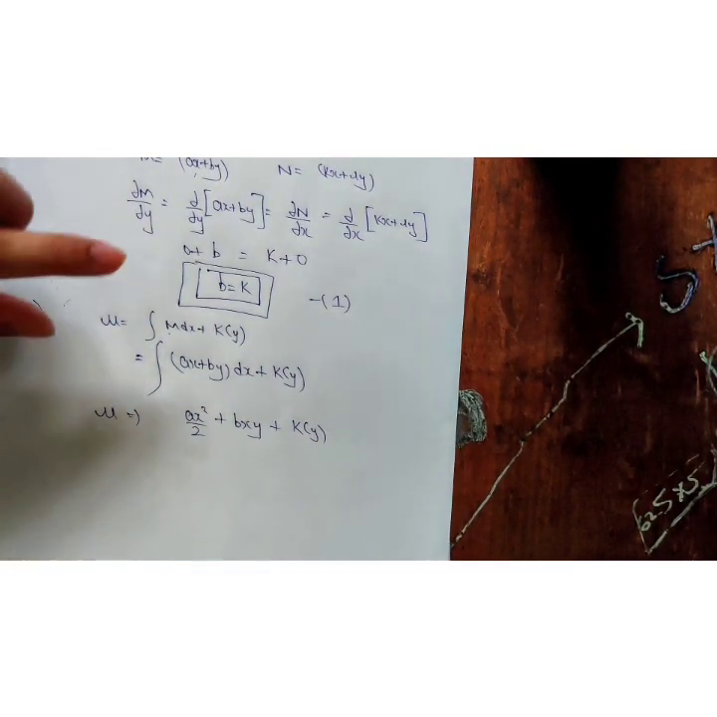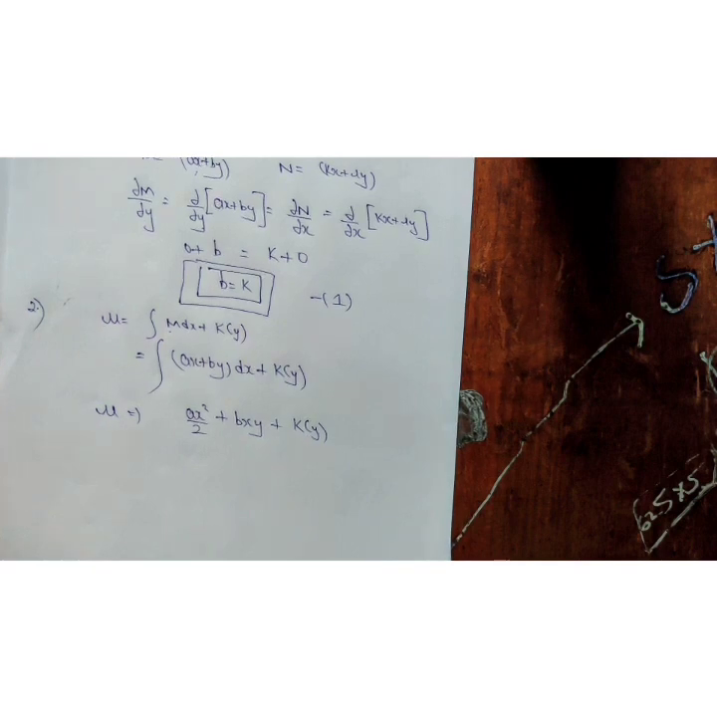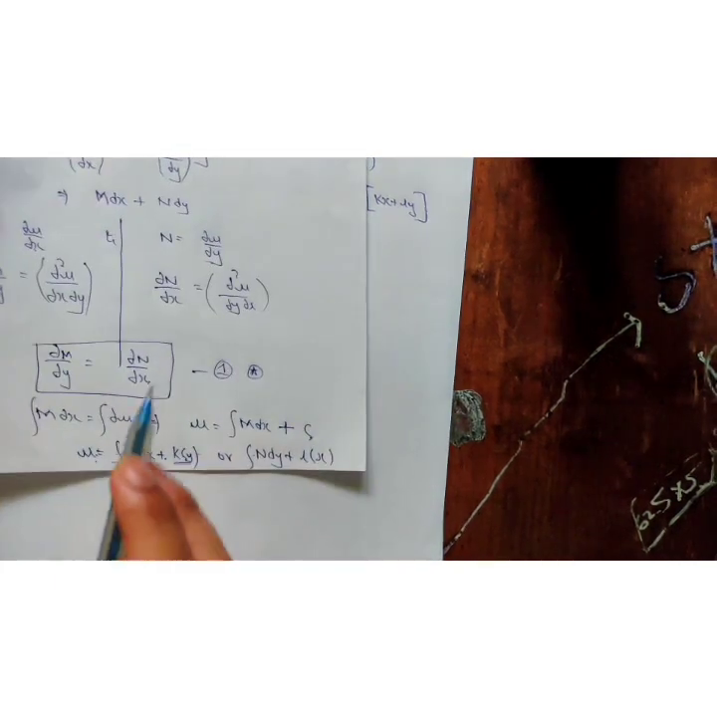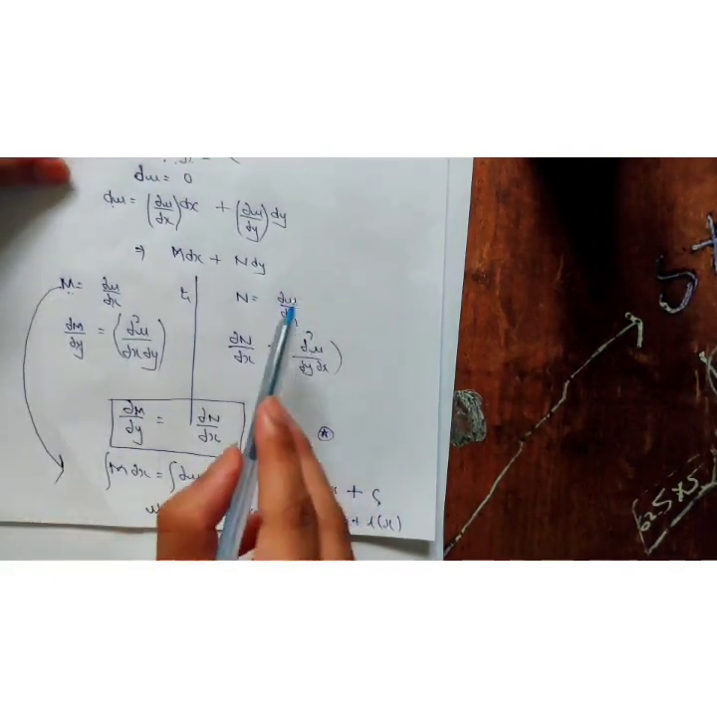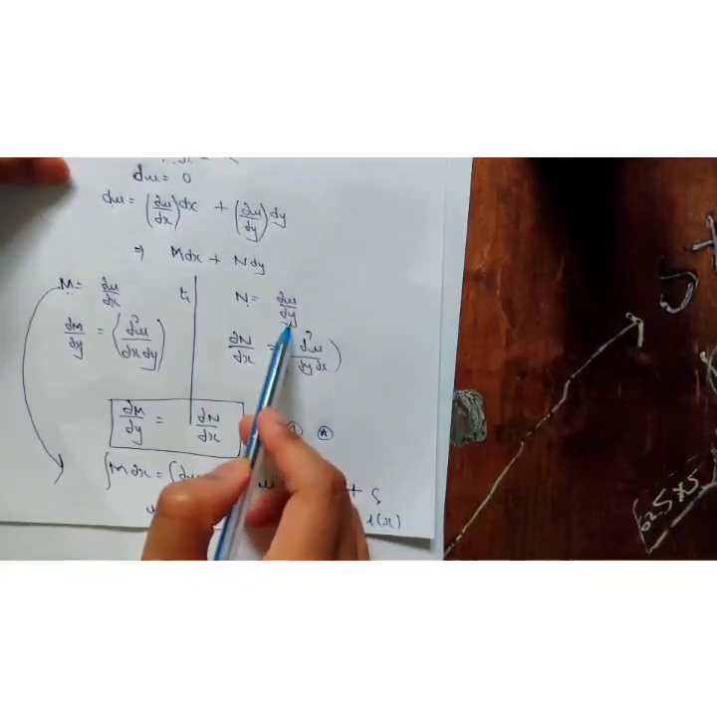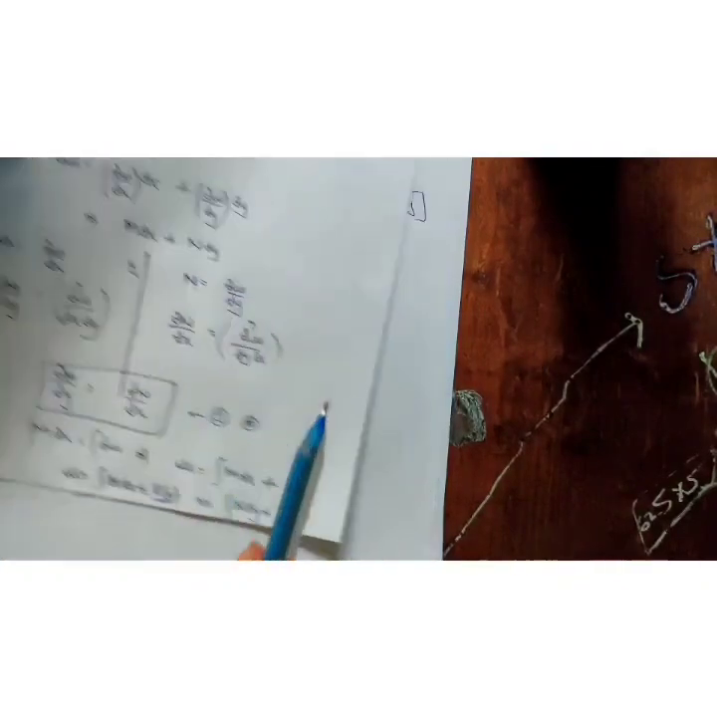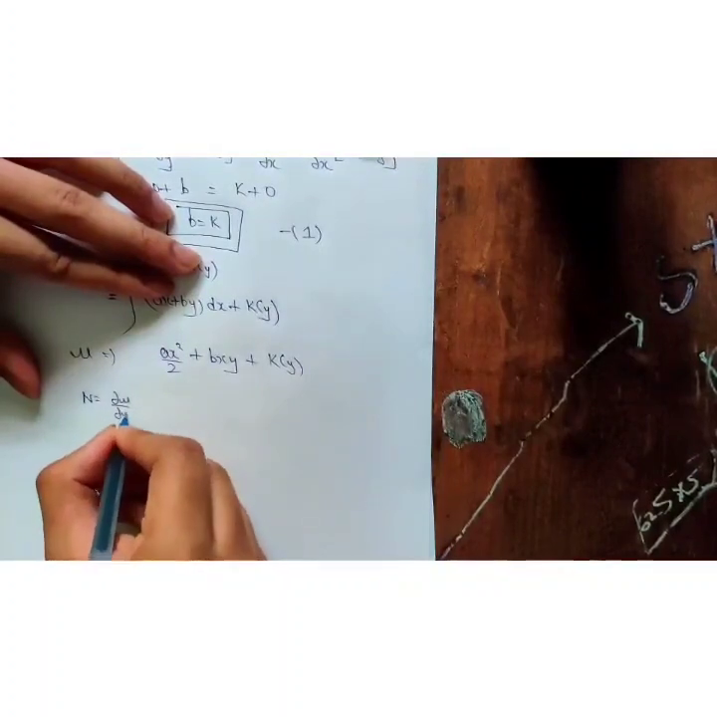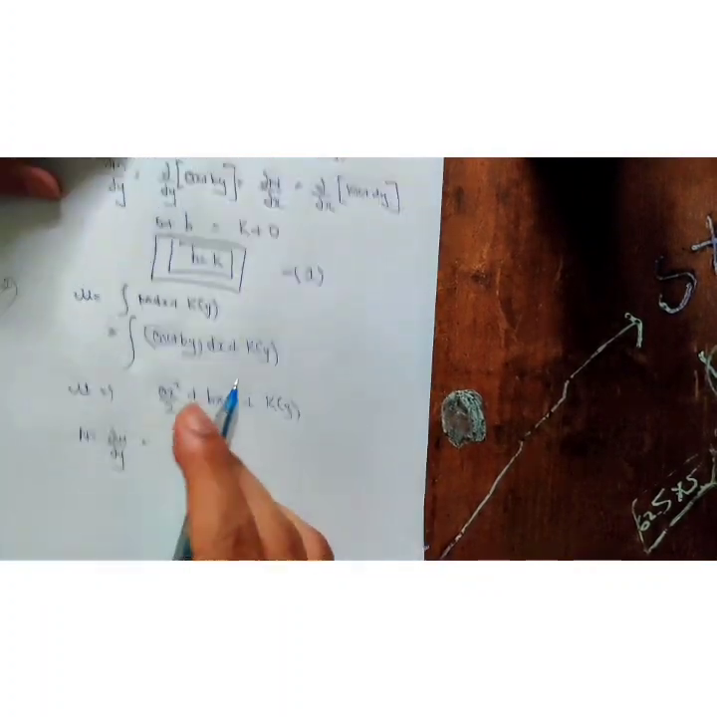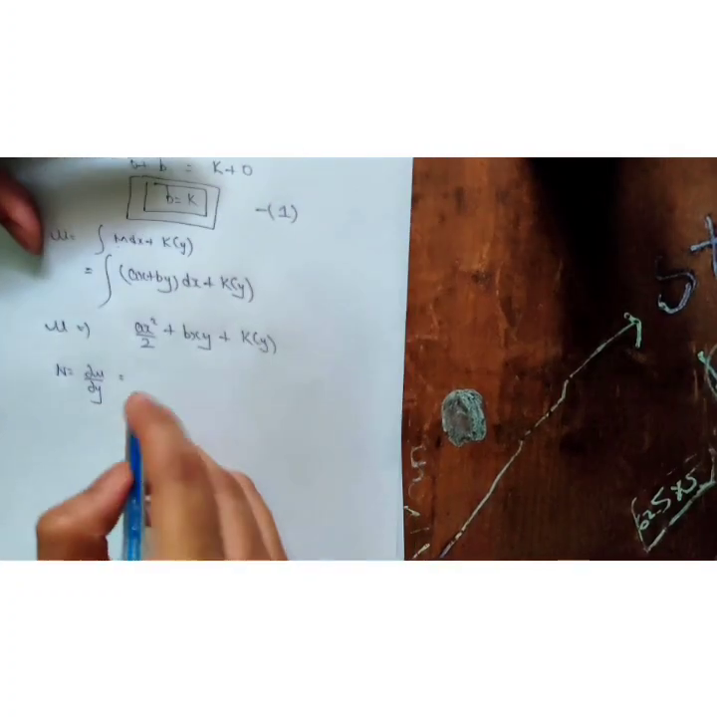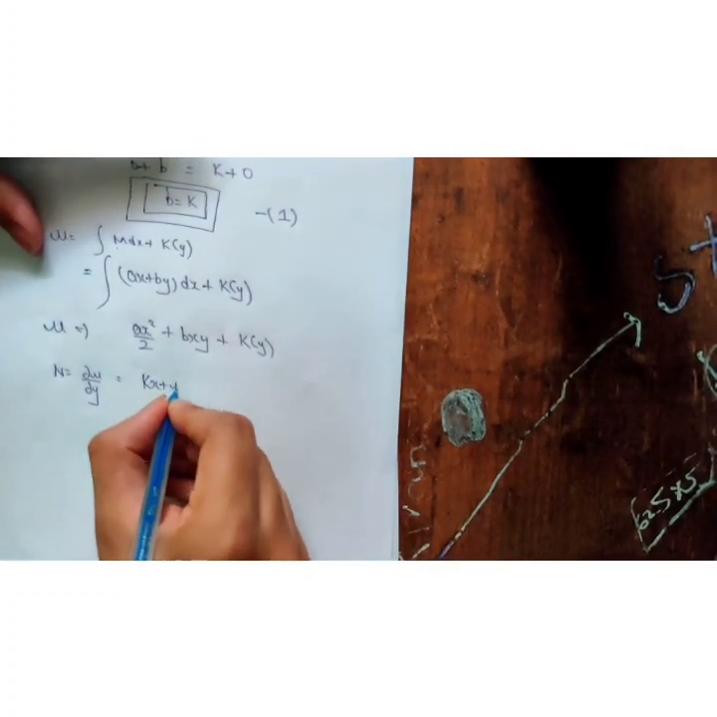Now how to find k of y? How to find the constant k of y? This is important, but it is simple. Here on the previous page, guys, I have shown you, look at this, N is equal to dou u by dou y, right? Write it down: N is equal to dou u by dou y. But what is N? N is equal to kx plus ly. I've already shown you this.